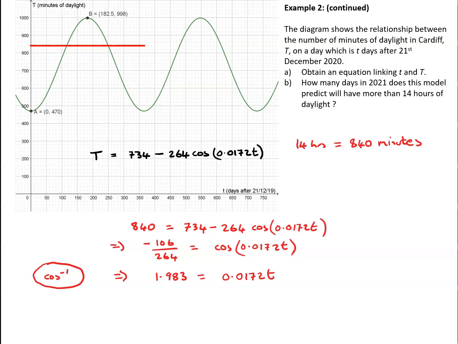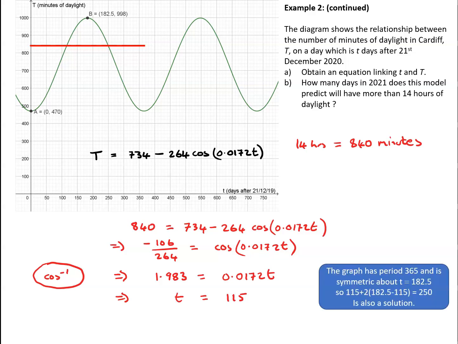So one value of t when we get 840 minutes of daylight is going to be when t is 115. So that's 115 days after the 21st of December 2020. There's also going to be another day slightly later on, and we can use the symmetry of the graph to find the other possible value of t.